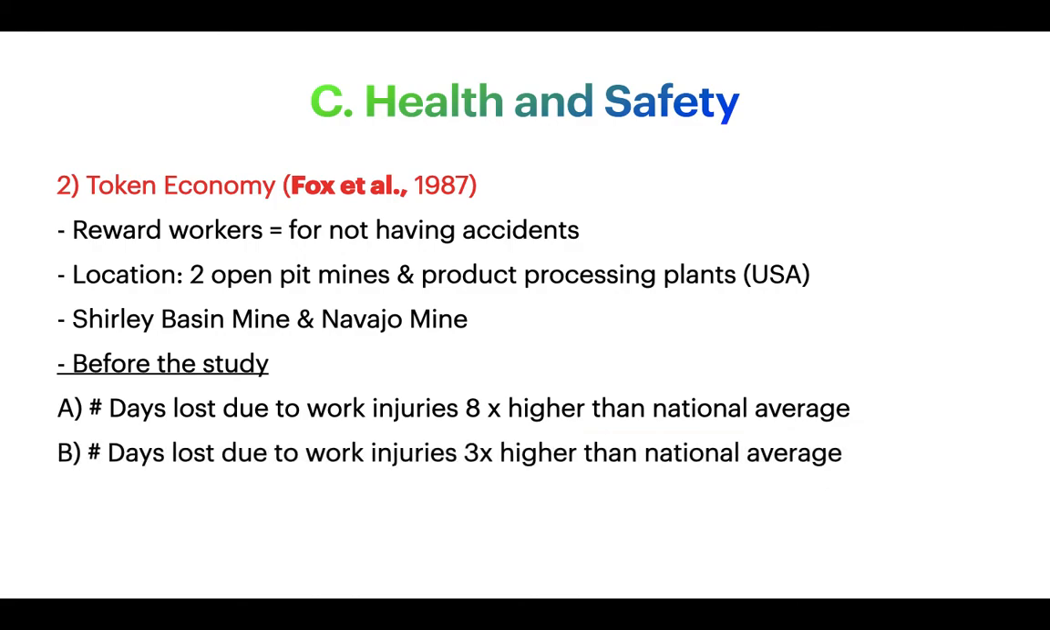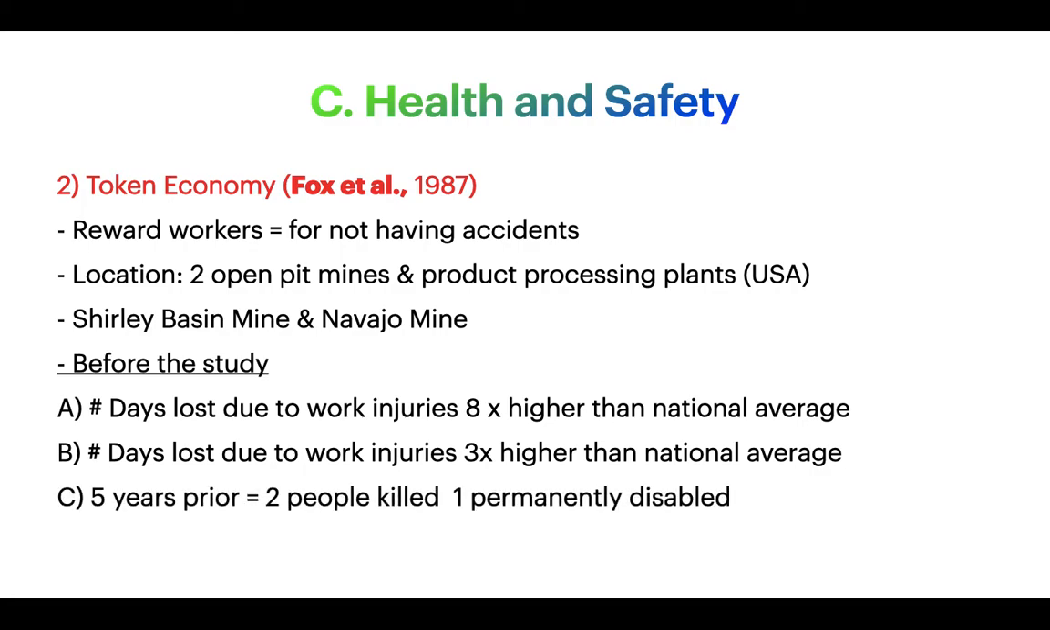They also saw that the number of days lost due to work injuries were 3 times higher than the national average. So these mines are going through a lot of problems. A lot of problems are happening at the work. How can we solve them? 5 years prior to the study, 2 people were killed and 1 person was permanently disabled due to errors at work, right? But they don't say which mine is which.